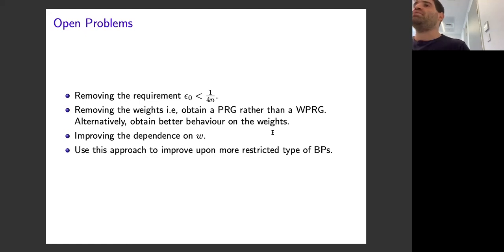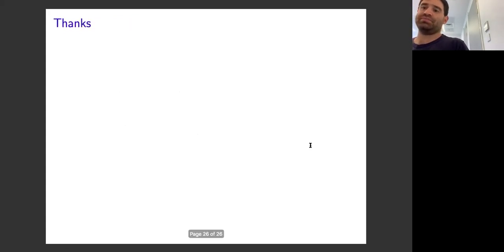Another problem is obtaining a regular PRG rather than a weighted PRG, or perhaps getting a better understanding of the weight behavior, with a different construction or with this construction. Another problem is obviously improving the dependence on the width parameter, and you can ask all of the above questions in reasonable, respectable restricted models of branching programs. Good. So thank you very much for your attention.